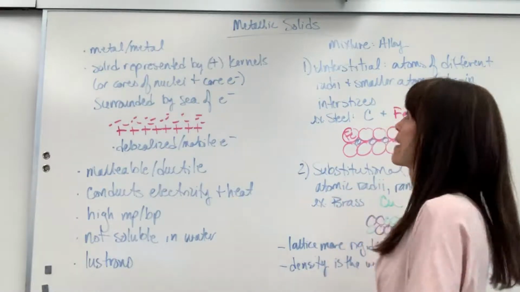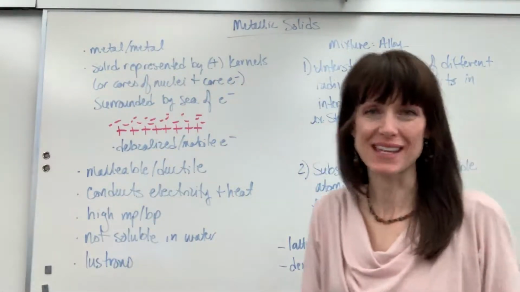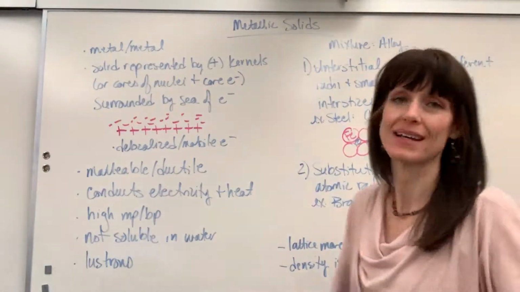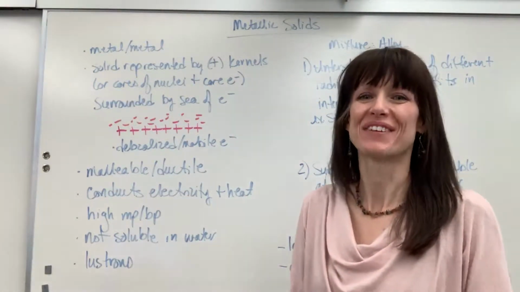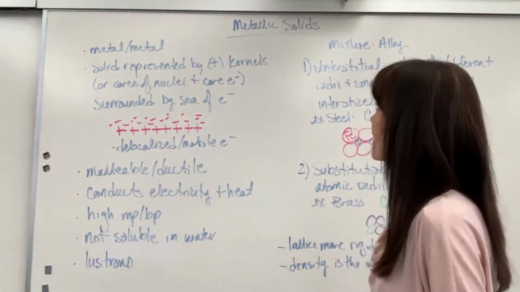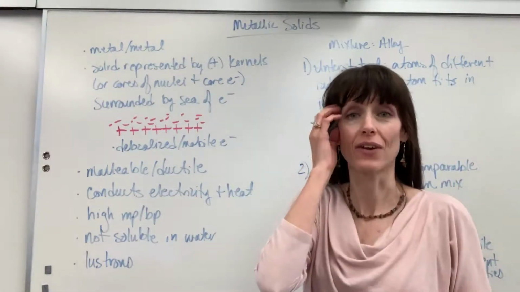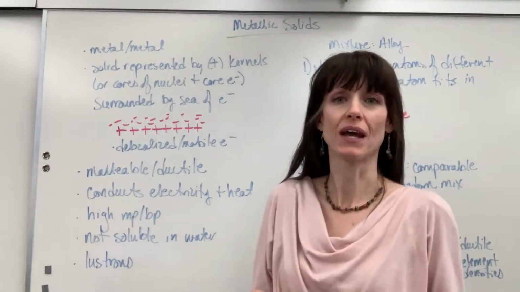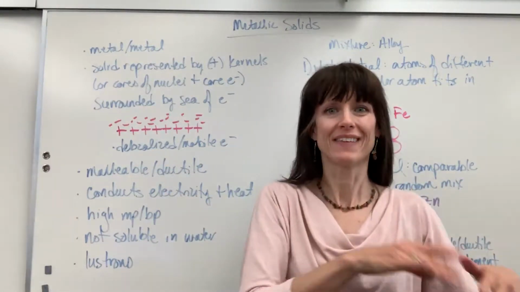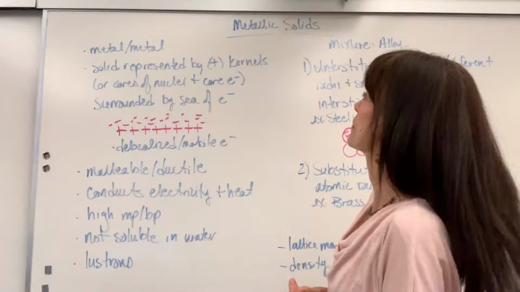Hi, let's talk about metallic solids. Go in depth on some metallic bonding. Well, as in depth as you can go for first year general chemistry. Okay, metallic solids. This is when we have a metal and a metal coming together. Now, they don't have to be different metals. You could have pure copper, copper. That's great. That's still going to be metallic bonding.